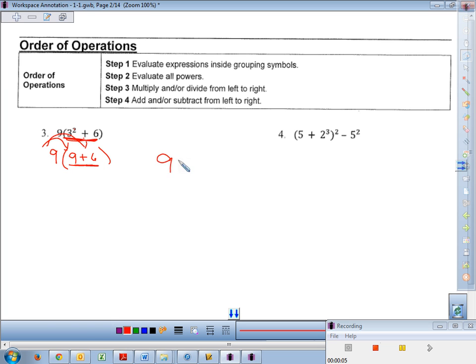You do the distributive property when you have stuff like this. Like you see how in the parentheses there's nothing you can simplify. You can't take 9 plus x because they're not like terms. So since the 9 and the 6 are like terms, you add them together and you get 15. And you've got 9 times 15.